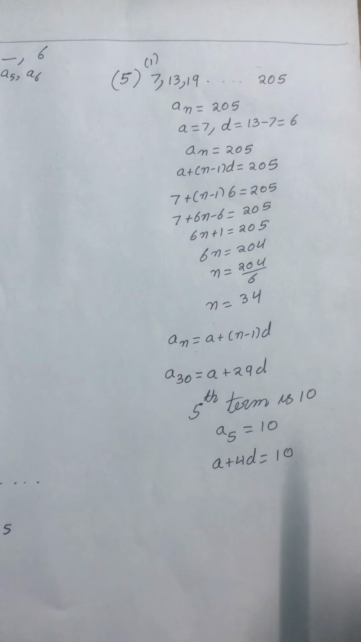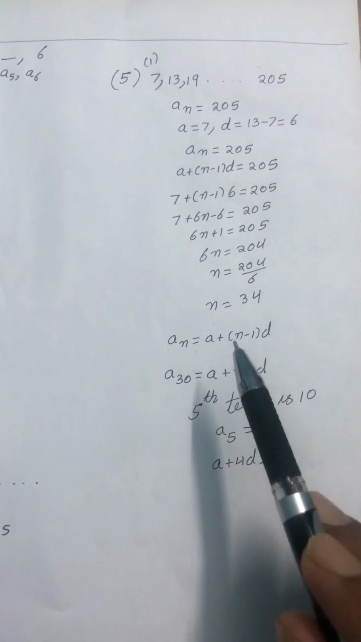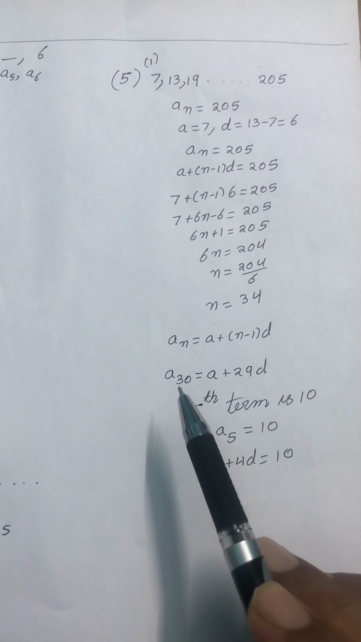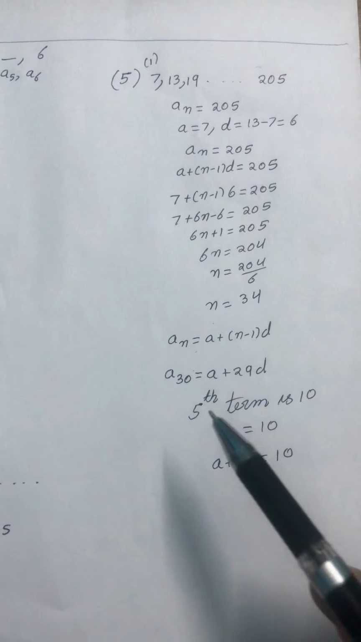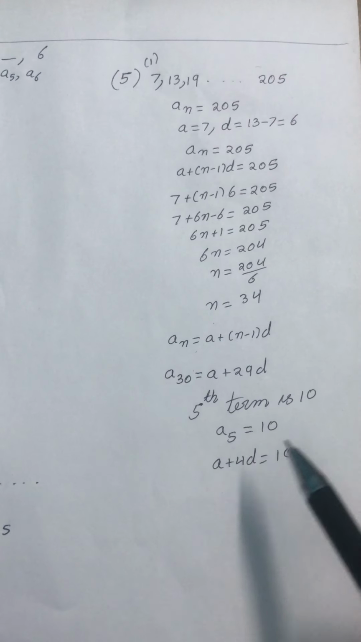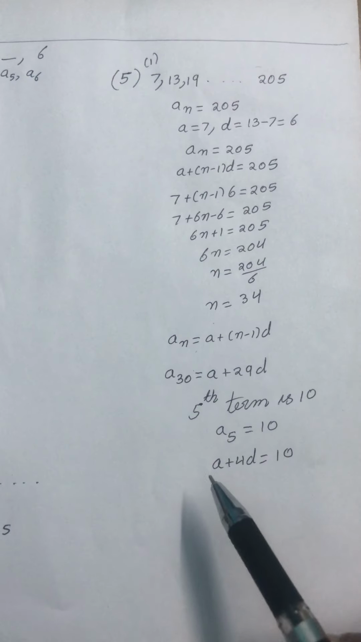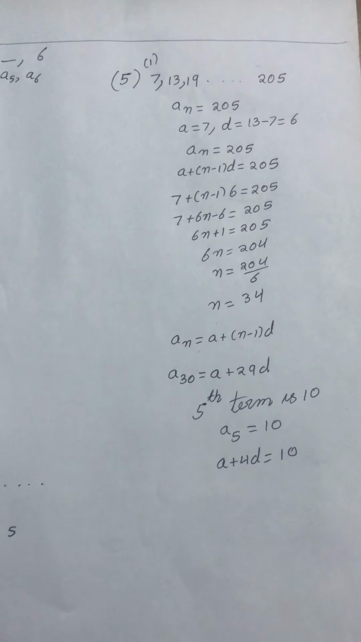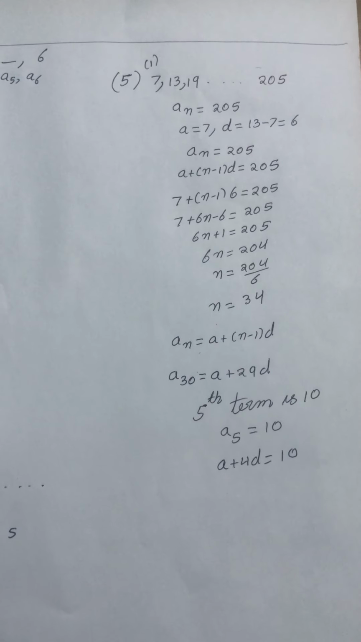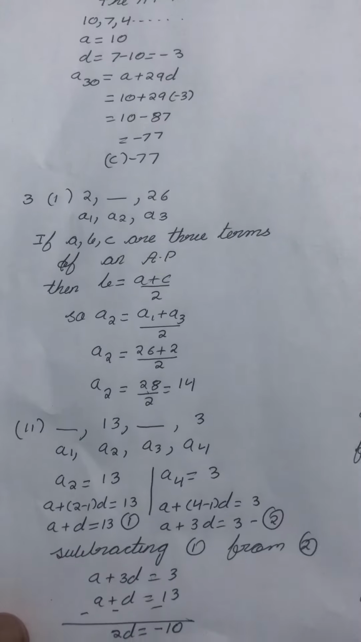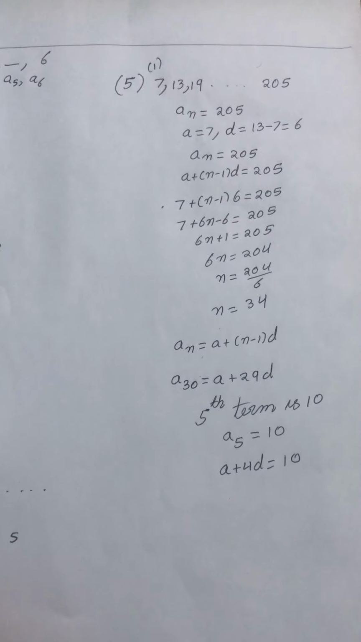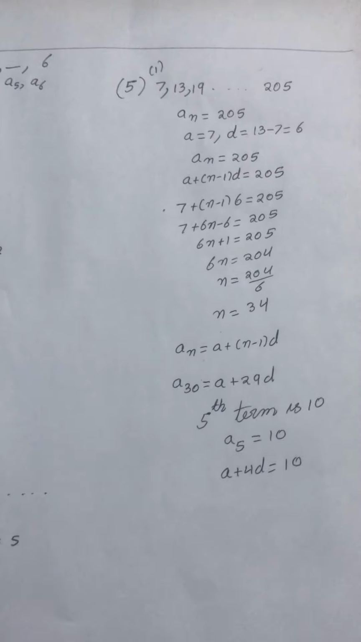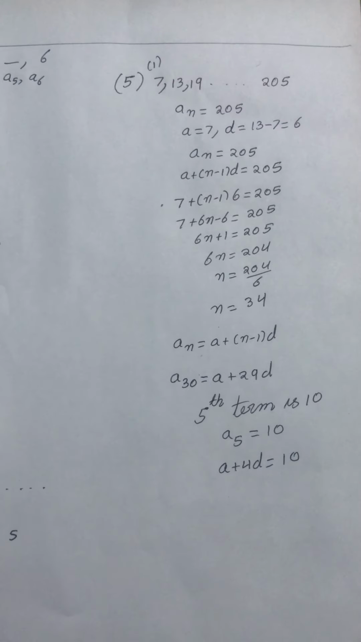So in this topic, today we have studied the general term formula AN equals A plus N minus 1 D. If we want to find the 30th term, we put n as 30, we get A plus 29D. Somewhere it is said that the fifth term is 10, so we can write A5 equals 10 and A5 written as A plus 4D, and then by this concept we can solve. If two terms are given, then you will get two equations and then you can solve and find A and D. This way we can find any term of the AP.